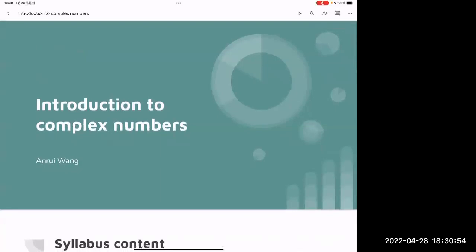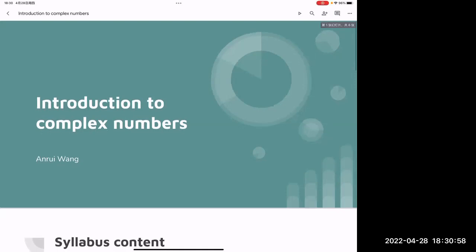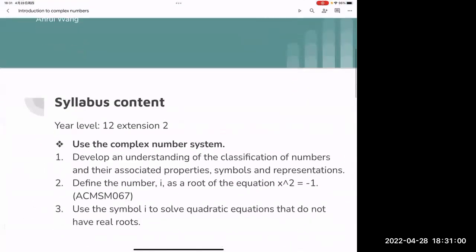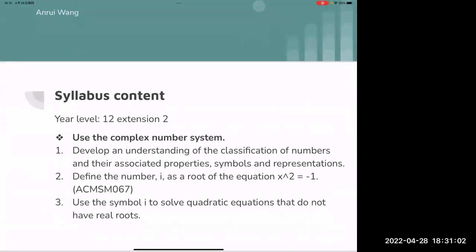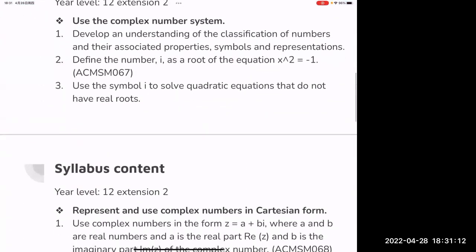Hi everyone. So today my topic is introduction to complex numbers. According to the syllabus content, complex numbers is in Year 12, Extension 2. So today in my lesson, I'm going to cover two main points. The first one is use the complex number system. And the second one is represent and use complex numbers in Cartesian form.